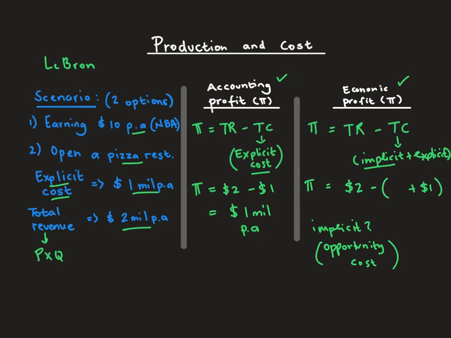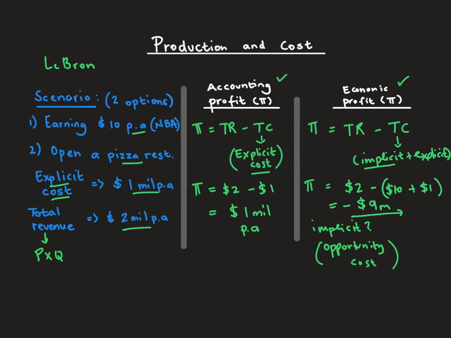Now, for LeBron, in his example, he's earning $10 million per year playing in the NBA. If he were to open up a restaurant, he'd now have to forego that 10 million in order to receive an income from the pizza restaurant. In this case, the amount that he's losing is 10 million. So he loses 10 million, which in total equals a loss of $9 million.